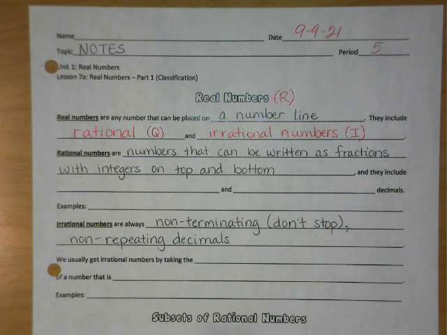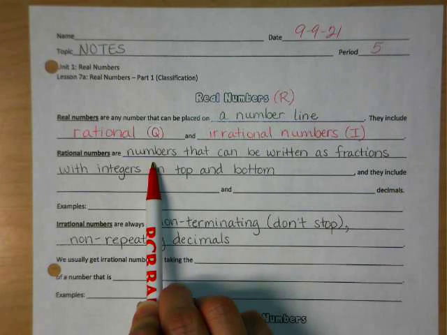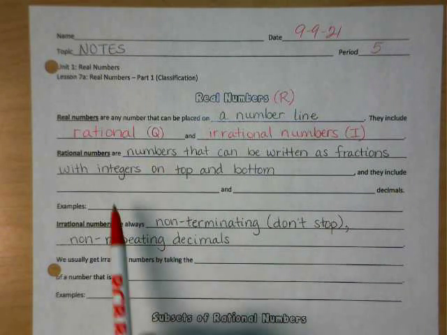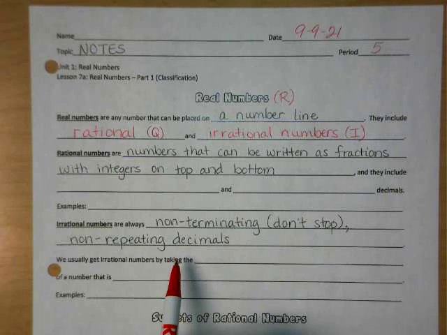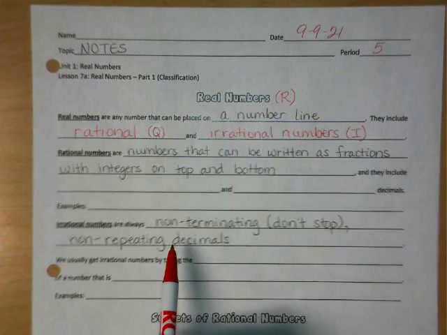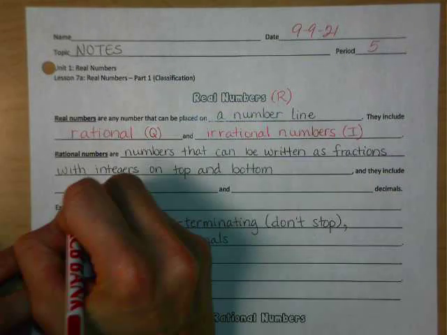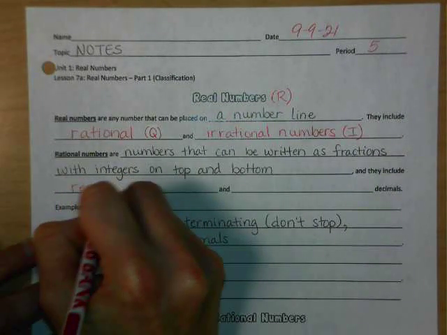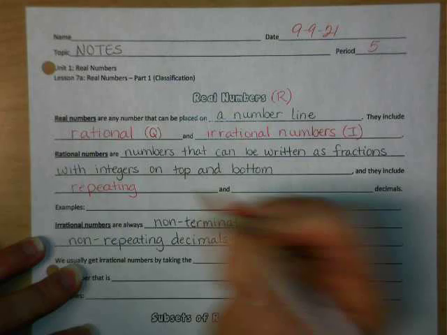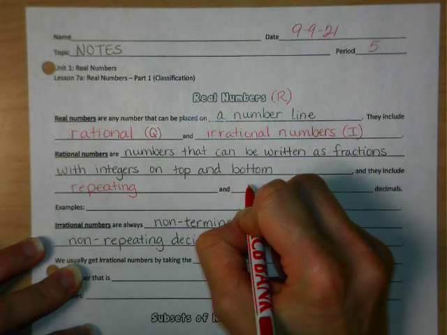Alright, rational numbers. I filled in the definition for you. Numbers that can be written as fractions with integers on the top and the bottom. Okay, so anything that is a fraction is rational. Also, any decimal that is repeating or terminating.